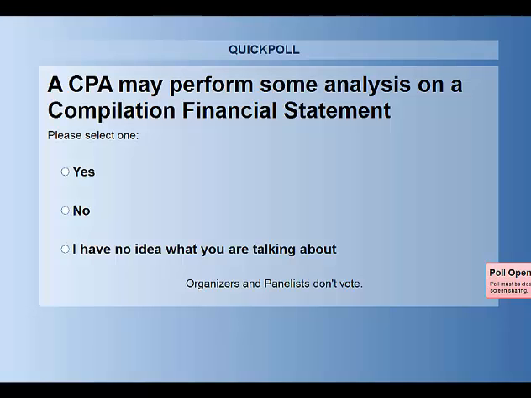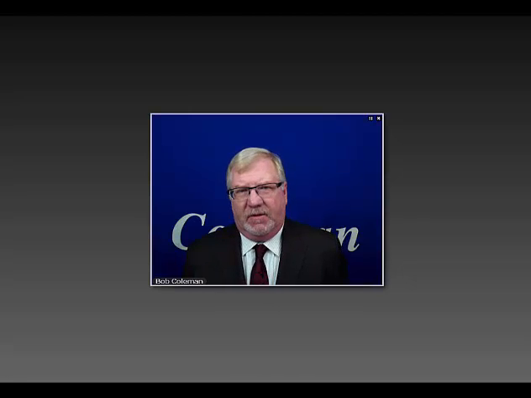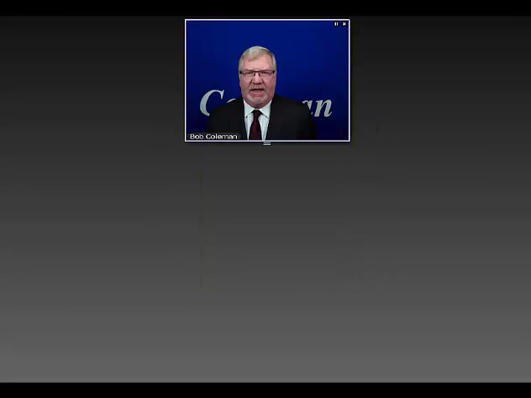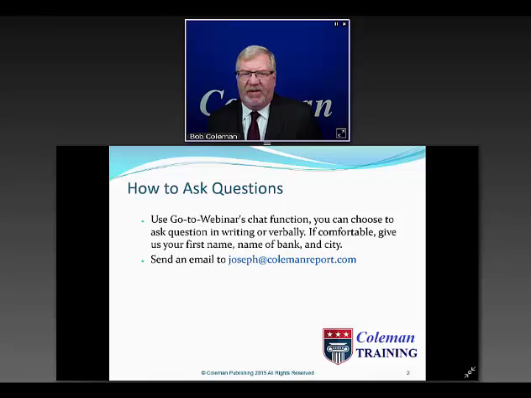A CPA compilation statement is simply taking the borrower applicant numbers, throwing them into a spreadsheet, stamping their name on it. However, a CPA firm may choose to do some analysis. I simply bring this up to inquire about what the CPA has done with the numbers. So you can answer that question both ways.